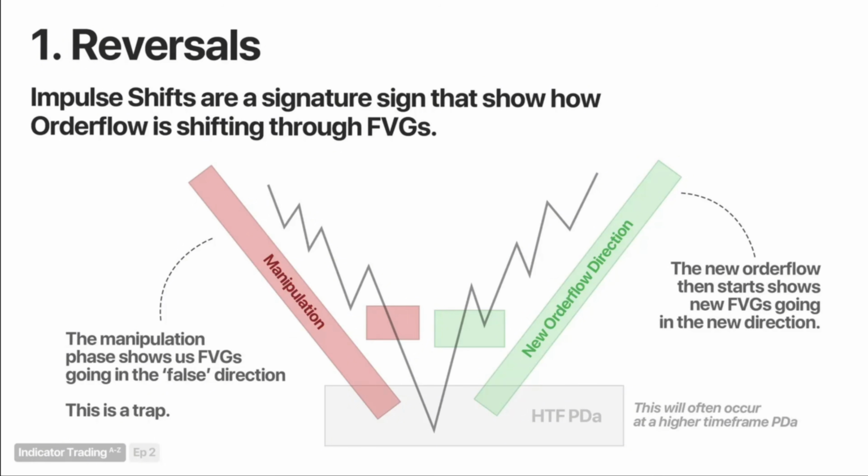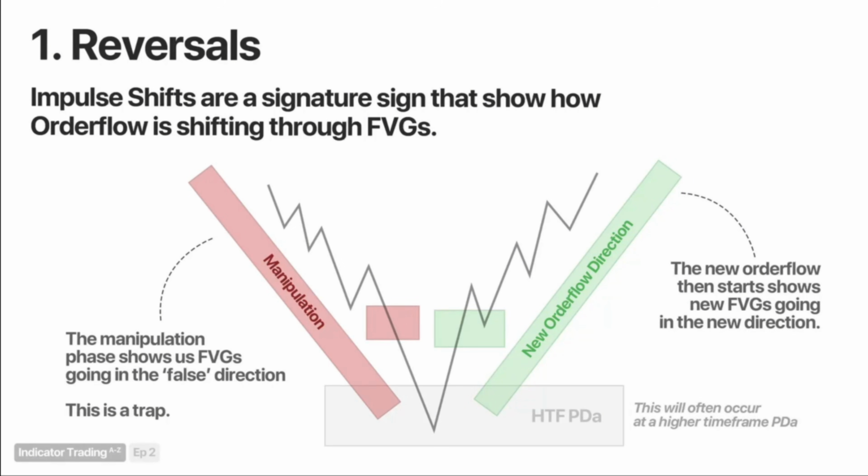So with an impulse shift, we actually want to see fair value gaps coming into our higher time frame point of interest. We want to see that displacement into the higher time frame PDA array, because what that is, is just manipulation. Those fair value gaps coming into our higher time frame PDA array are manipulation. Those fair value gaps are a trap.